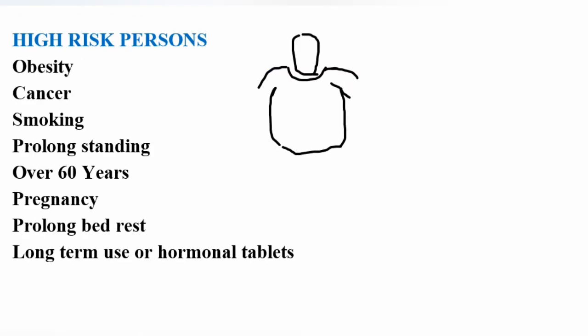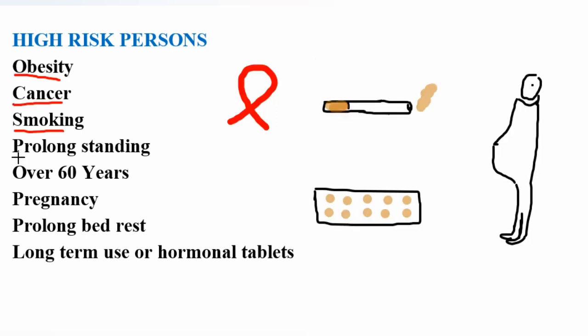High risk persons for DVT: obese persons, cancer patients, smokers, persons who stand for prolonged periods, persons over 60 years, pregnant mothers, persons on prolonged bed rest, and persons on long-term use of hormonal tablets, for example estrogen.